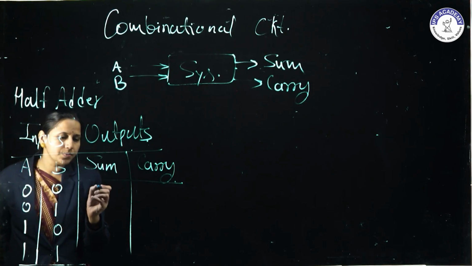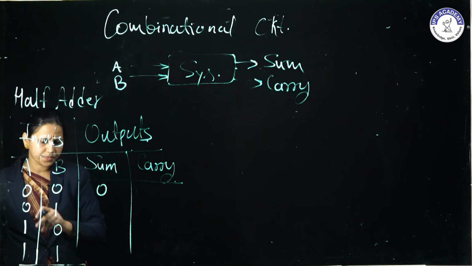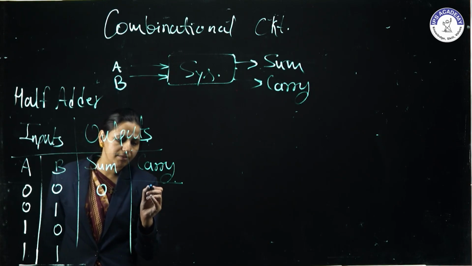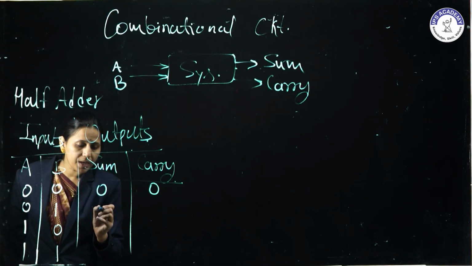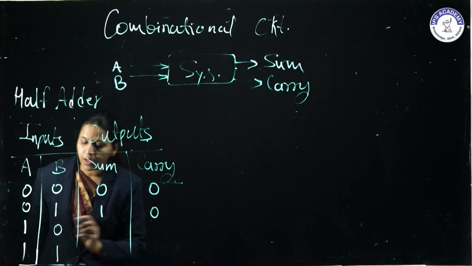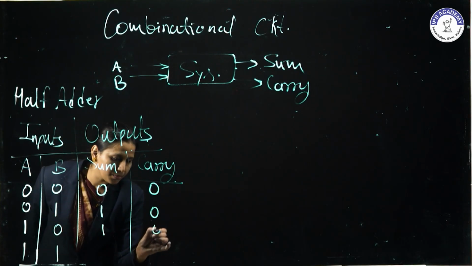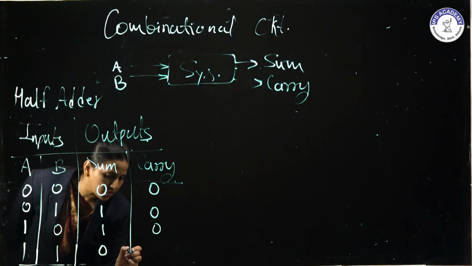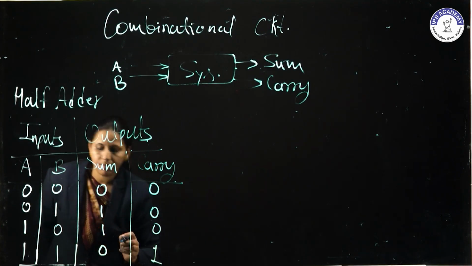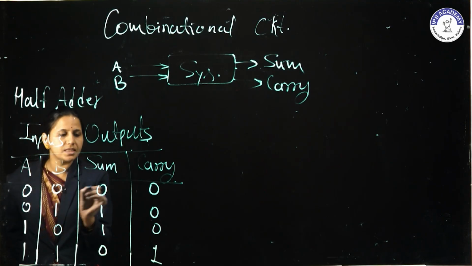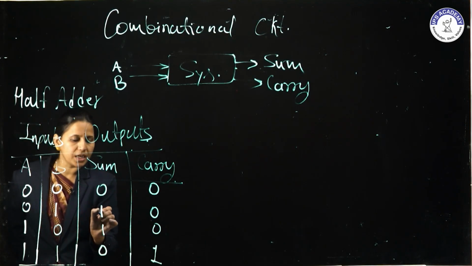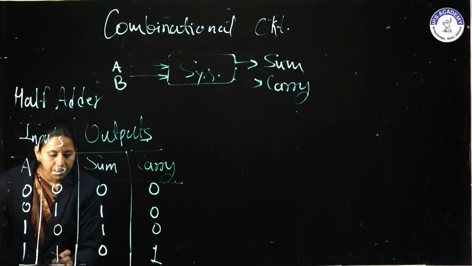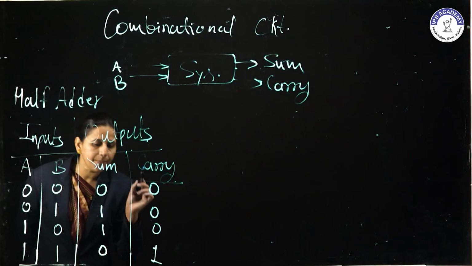So 0 plus 0 will be 0. Here we use the concept of binary addition. So 0 plus 0 is 0 and carry will be 0. 0 plus 1 is 1, carry will be 0. 1 plus 0 is 1, carry will be 0. But in case of 1 plus 1, the result will be 0 and carry will be 1.